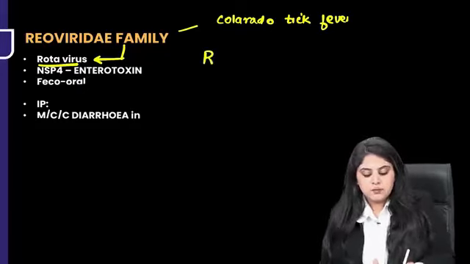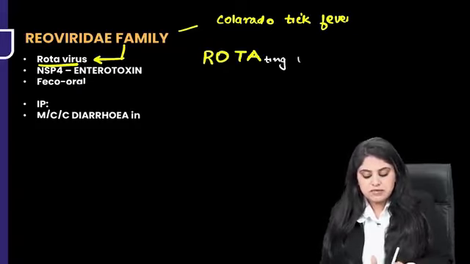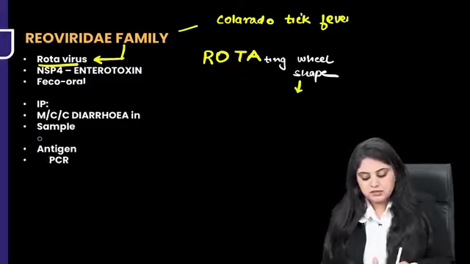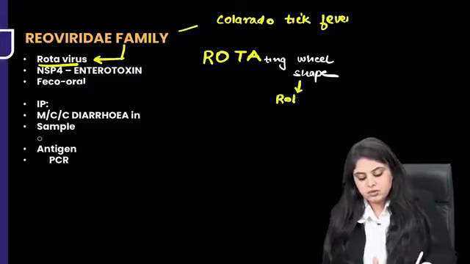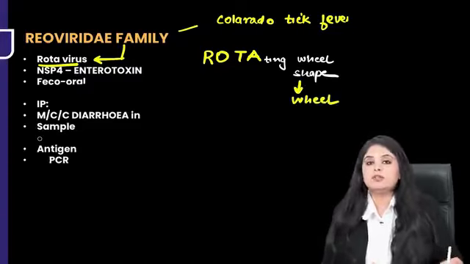Rotavirus causes, number one, I'll write it again. I told you it is like a rotating wheel. So if someone asks you what is the shape of this virus for the diagnosis, the shape of this virus is going to be a, or just not rotating wheel, just learn it as a wheel. The shape of this virus is going to be a wheel.